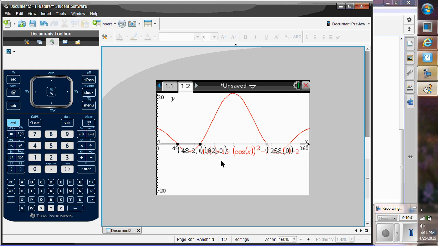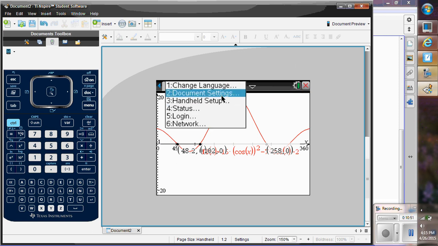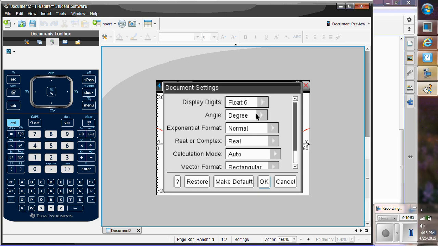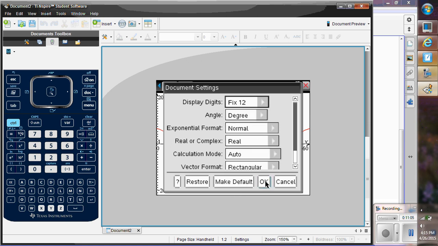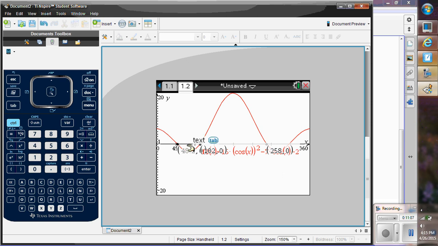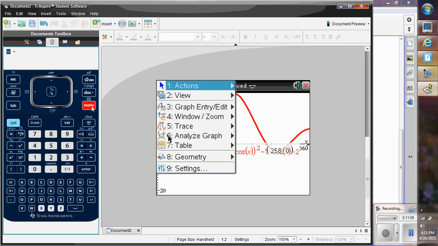Oh, you know what? These aren't going far enough. So if that happens on the Regents exam and you don't have enough digits, this is a settings issue. So you go up to settings, document settings, and instead of floating 6, you're not even going to tell it to float at all. You're going to say fix it to 12. It means every single time it's going to give you 12 answers as your output, hopefully.